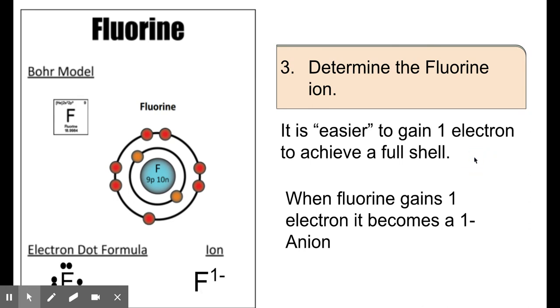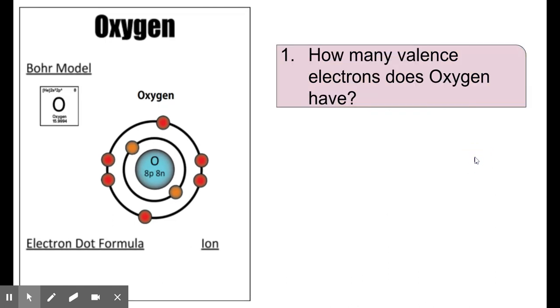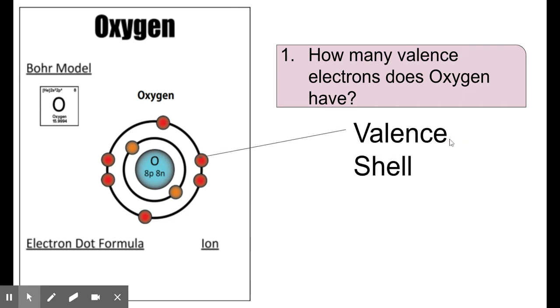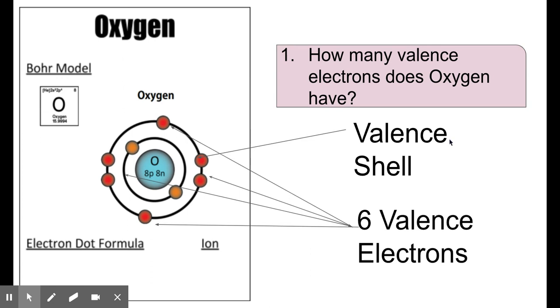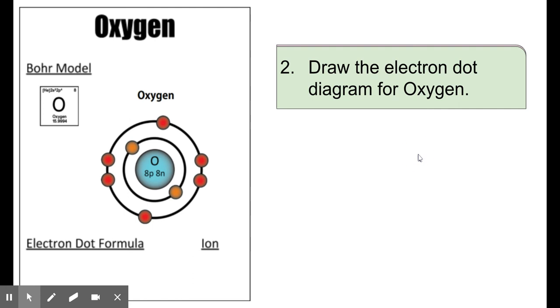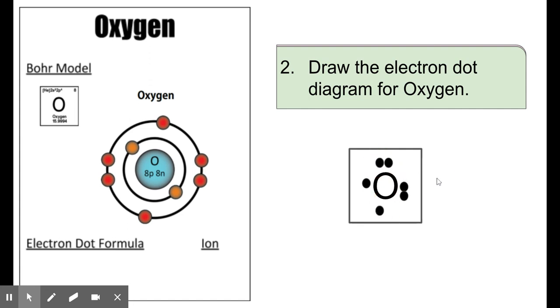We write it like this. We'll do one more together, and then you can try the rest on your own. Here's oxygen. Look at the diagram, the Bohr model, and see how many valence electrons oxygen has. Here's the valence shell, and we can count 6 valence electrons. Use that to draw the electron dot diagram. Start with O for oxygen, the chemical symbol for oxygen, and then we're going to add our 6 valence electrons. 1, 2, 3, 4, 5, 6. And write it on our sheet.